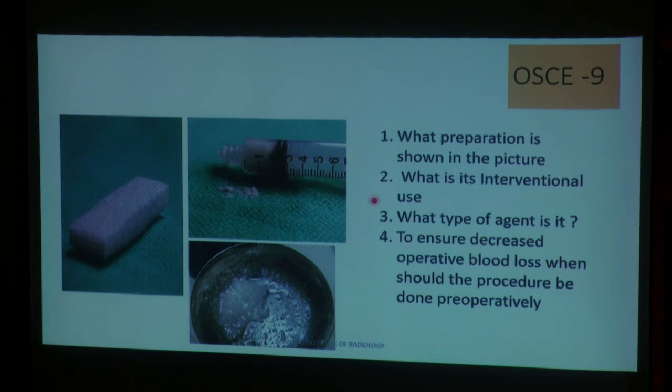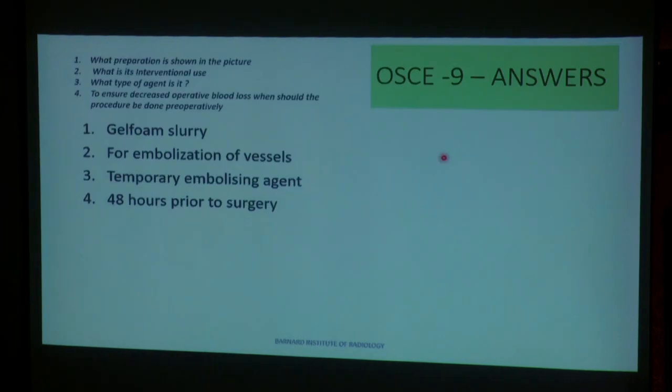Now what is shown in this picture and what preparation is shown? What is the use of this material that we have prepared, what type of agent is it, and if you want to ensure decreased operative blood loss, when should this procedure be done? How many days prior to the operation should you do the procedure? So what preparation is shown in this picture? It is a gel foam slurry.